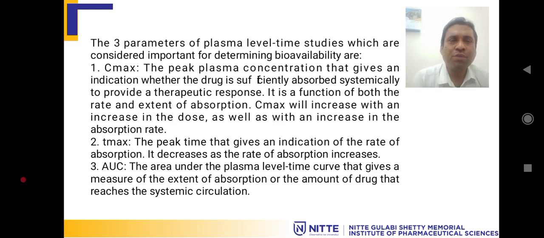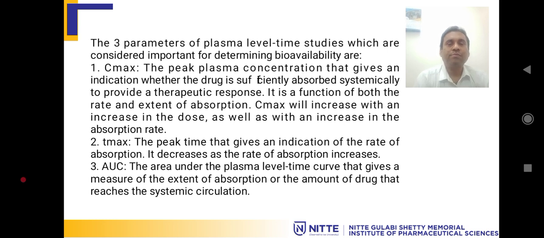Three parameters of plasma level studies which are considered important to determine the bioavailability are Cmax, the peak plasma concentration, that gives an indication whether the drug is sufficiently absorbed systemically to provide a therapeutic response. It is a function of both the rate and extent of absorption. Cmax will increase with an increase in the dose as well as an increase in the absorption rate.